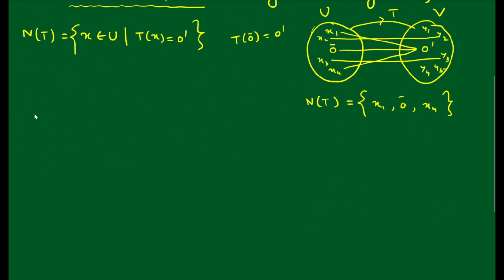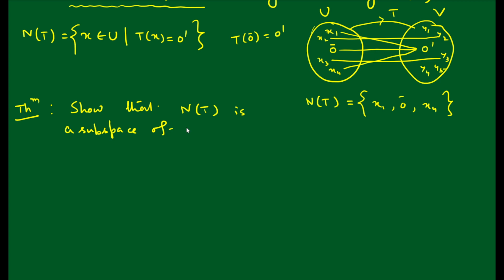Now there is one theorem where you can show that null space is a subspace. Show that N of T is a subspace of what? U, because N of T is a subset of U; the elements of N of T all lie in U, so it will be a subspace of U. Now what is the condition for subspace?